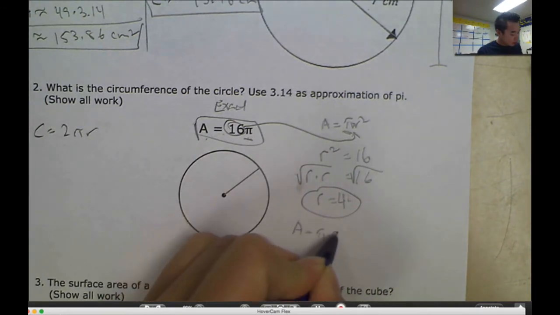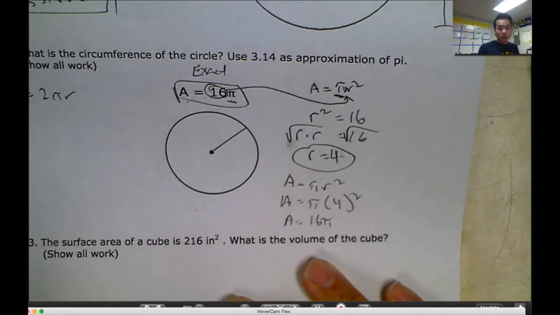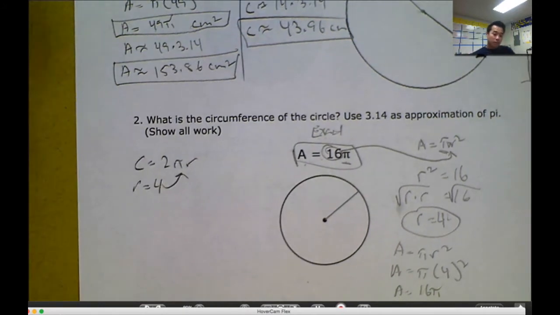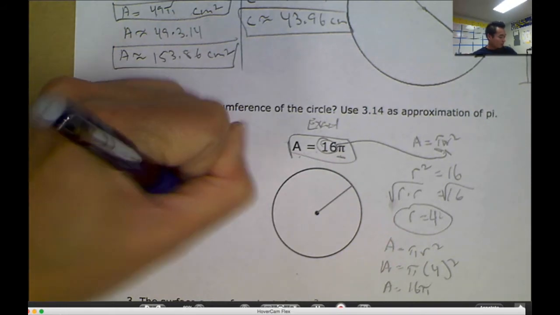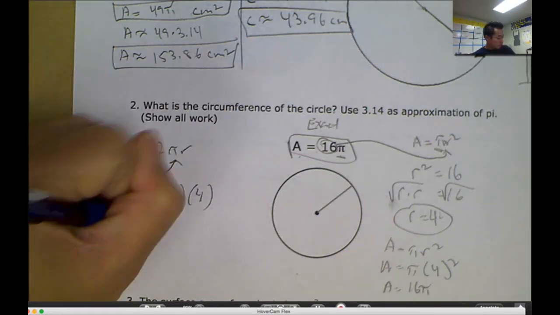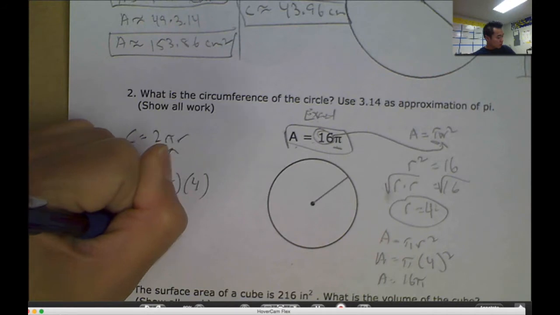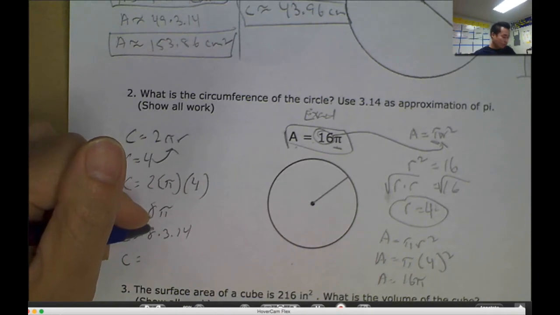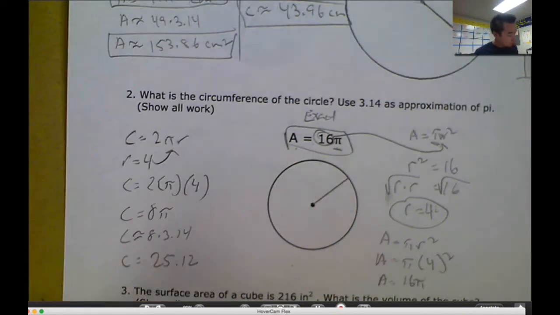Area is equal to pi r squared. Area is equal to pi times 4 squared. Area is equal to 4 times 4, which is 16 pi. So now that I have the radius, we can simply substitute that into the circumference formula. Circumference is equal to 2 pi 4. 4 times 2. Circumference is equal to 8 pi, which is approximately 8 times 3.14. Circumference is equal to 25.12 units.